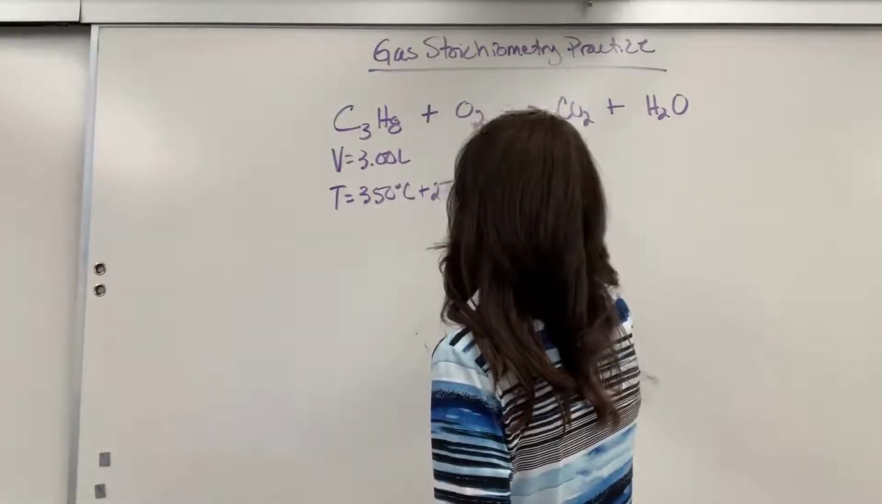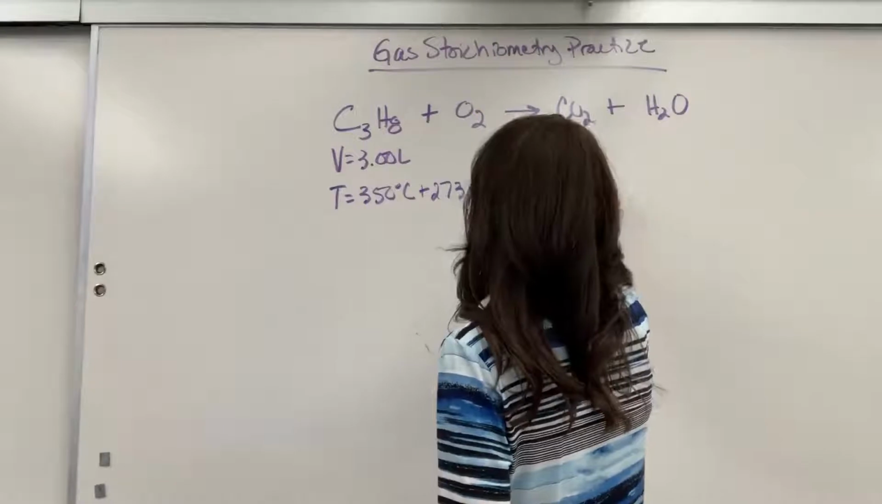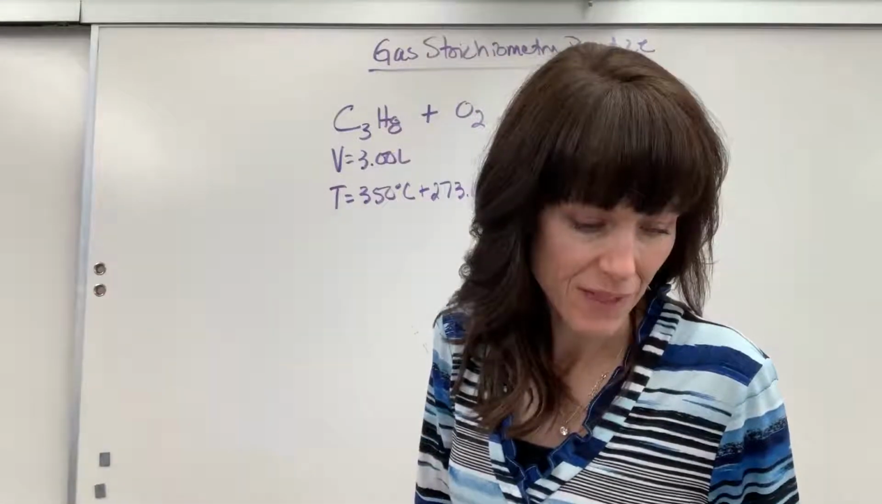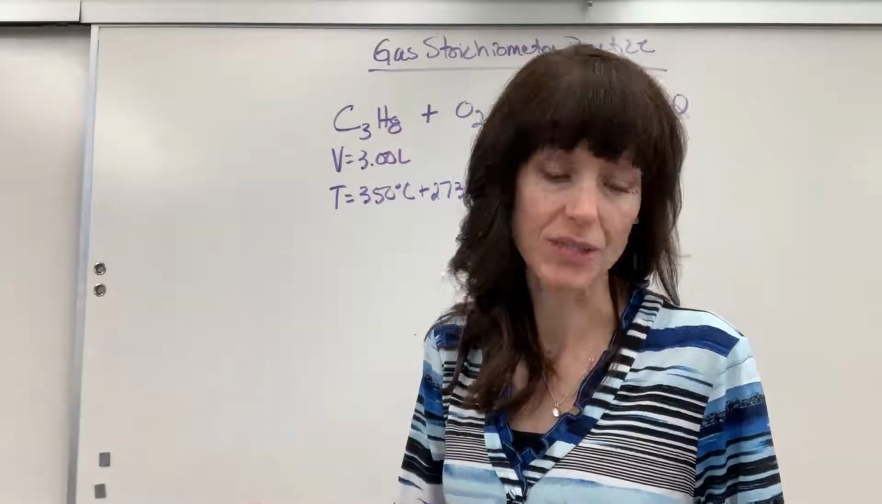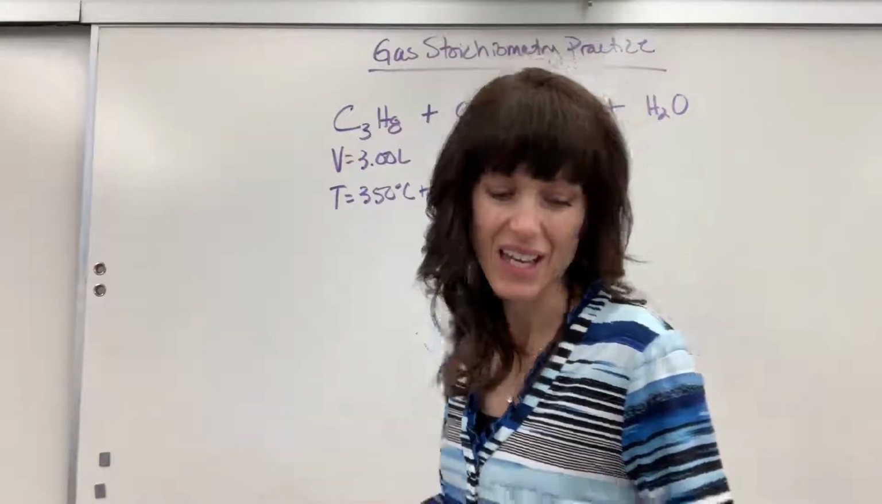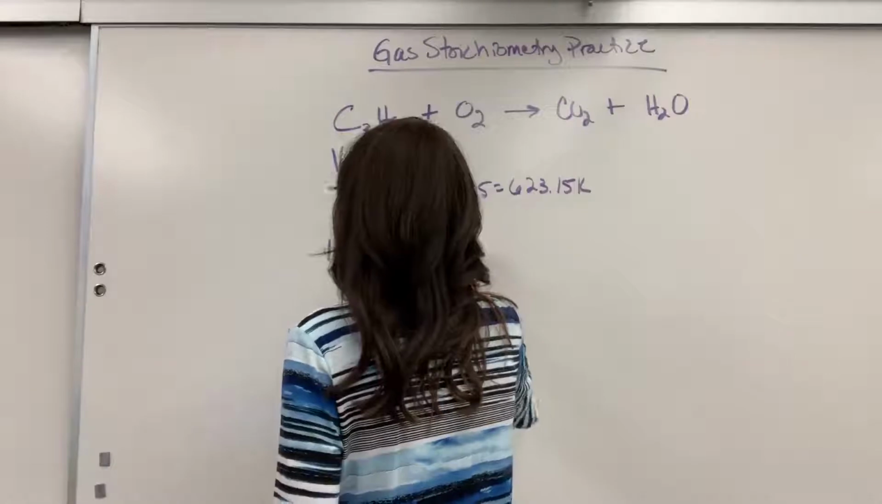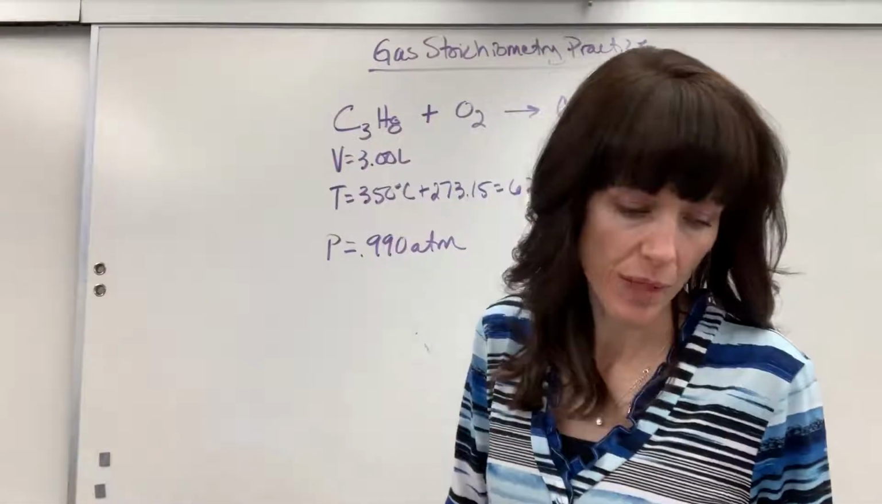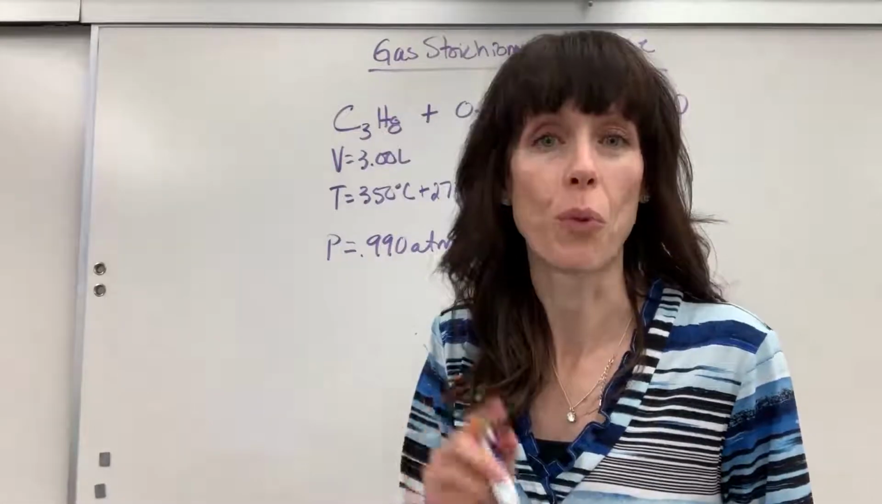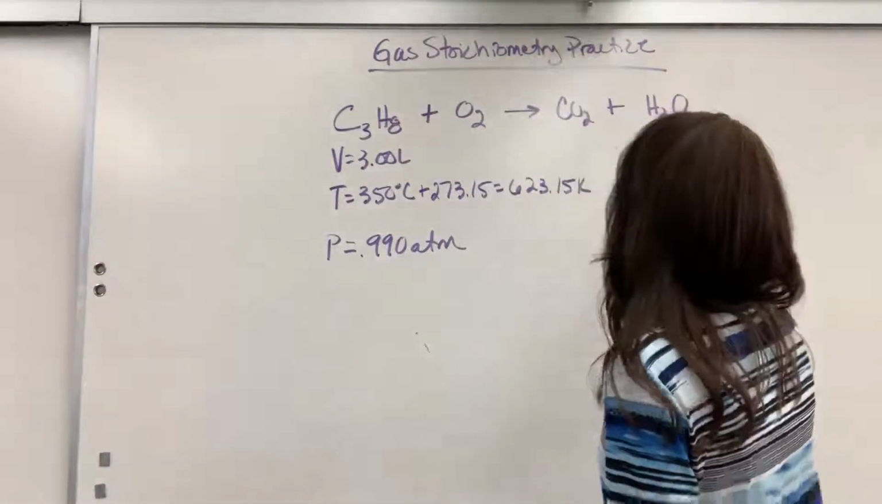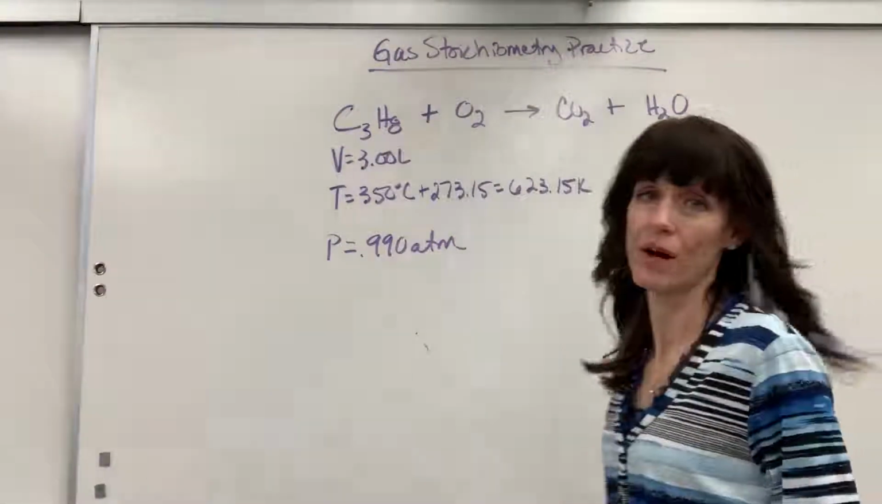350 degrees C. Now, Celsius, we've got to convert that to Kelvin, so plus 273.15 is going to give us 623.15 Kelvin. Next, it gives us the pressure. And nice, this pressure is given in ATM, so you don't have to convert it. The pressure is 0.990 ATM. And here's what it asks. It says, what mass of water vapor results? So we want grams of water.